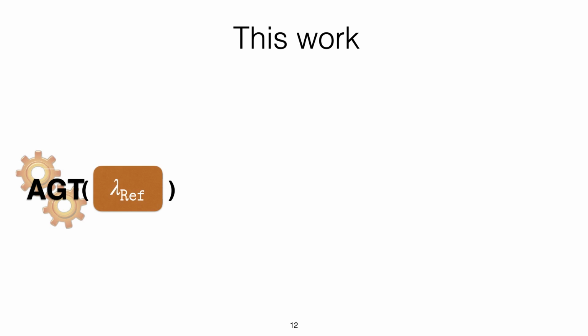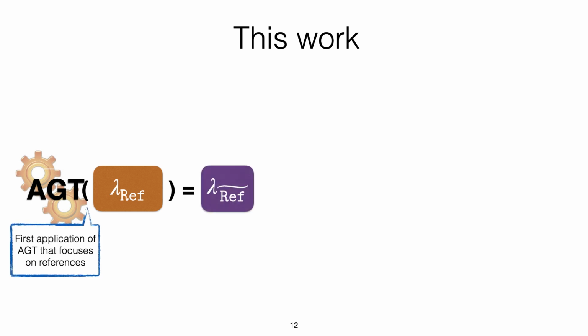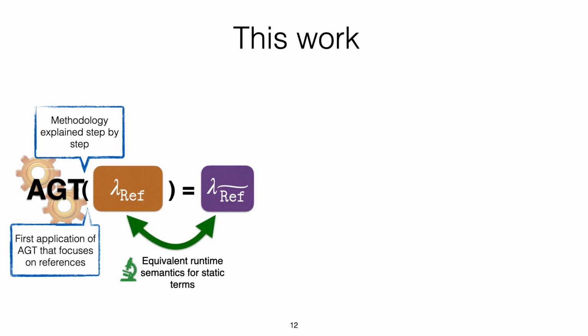Specifically, we apply AGT to lambda ref, the simply typed lambda calculus with references, to obtain lambda ref hat. This is the first application of AGT that focuses on references, where we also show how to apply the methodology step by step, including the dynamic semantics. For the derived language, we prove properties such as type safety and the gradual guarantees, and we present the first formal statement and proof of the conservative extension of the dynamic semantics of the static language for a gradual language derived with AGT.